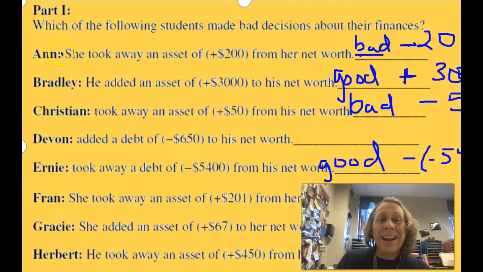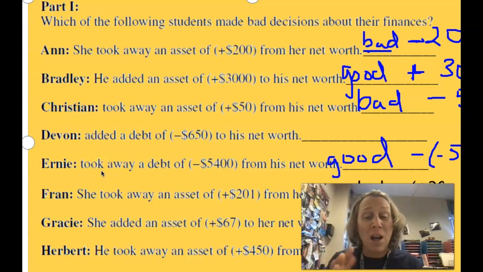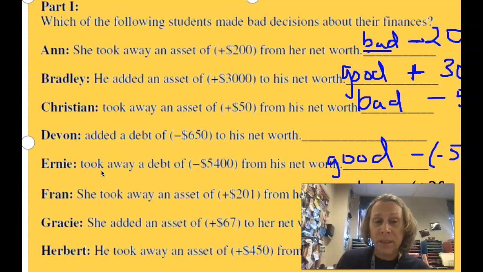So for instance here, Anne took away an asset of $200, and that's a bad thing because when we take away, we subtract, and as we can see here, we're subtracting 200. I want to take a moment to go to what Ernie was doing. A lot of people might say what Ernie did is bad, but we want to remember that what Ernie did was good. Ernie took away a debt of negative 5,400 from his net worth.